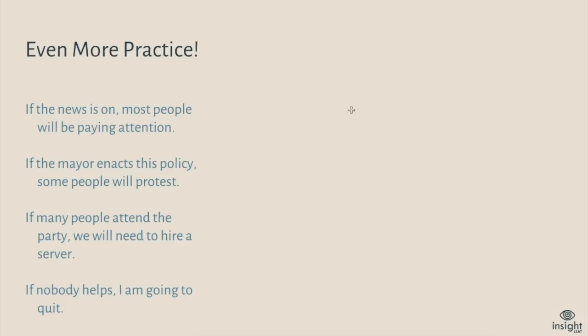Alright, let's dig in. If the news is on, most people will be paying attention. Okay, so the first part's pretty easy. If the news is on, then most people will be paying attention. I'll call it A for attention. If the news, then attention. Very good. Contrapositive. Okay, here's where it gets tricky. If it's not the case that most people will be paying attention, then the news must not be on.